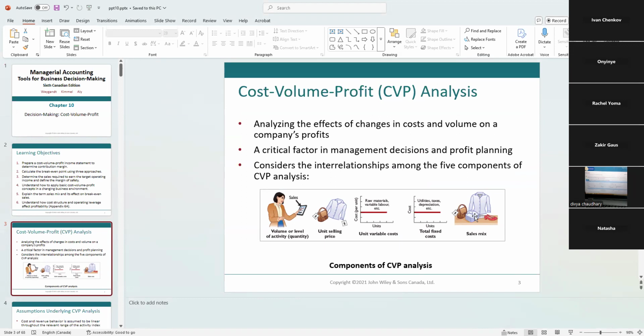Obviously, it's a critical factor. This one is for the management decision and the profit planning. And we're going to consider the interrelationship between 5 components. One is the volume or level of activity. Second one is the sales price. Third one is the variable cost per unit, which we know is stable. Then we're tracking the fixed costs, which also we know is stable. And the last thing is sales mix.